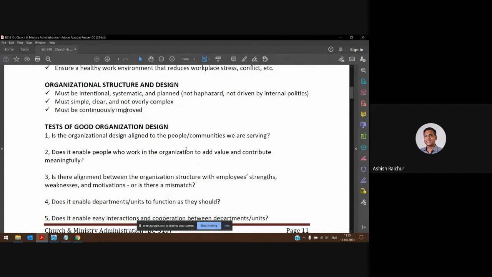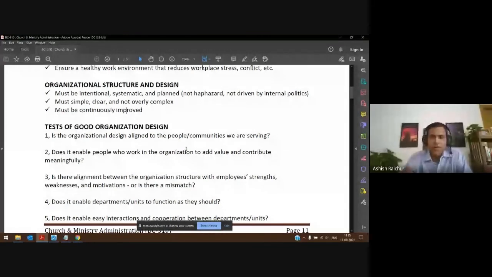Or there's no point in having a ministry for financial planning and having skilled people in that. If these are village people, they don't know anything about that. Or even if you want to do it, it has to be at their level where they are.